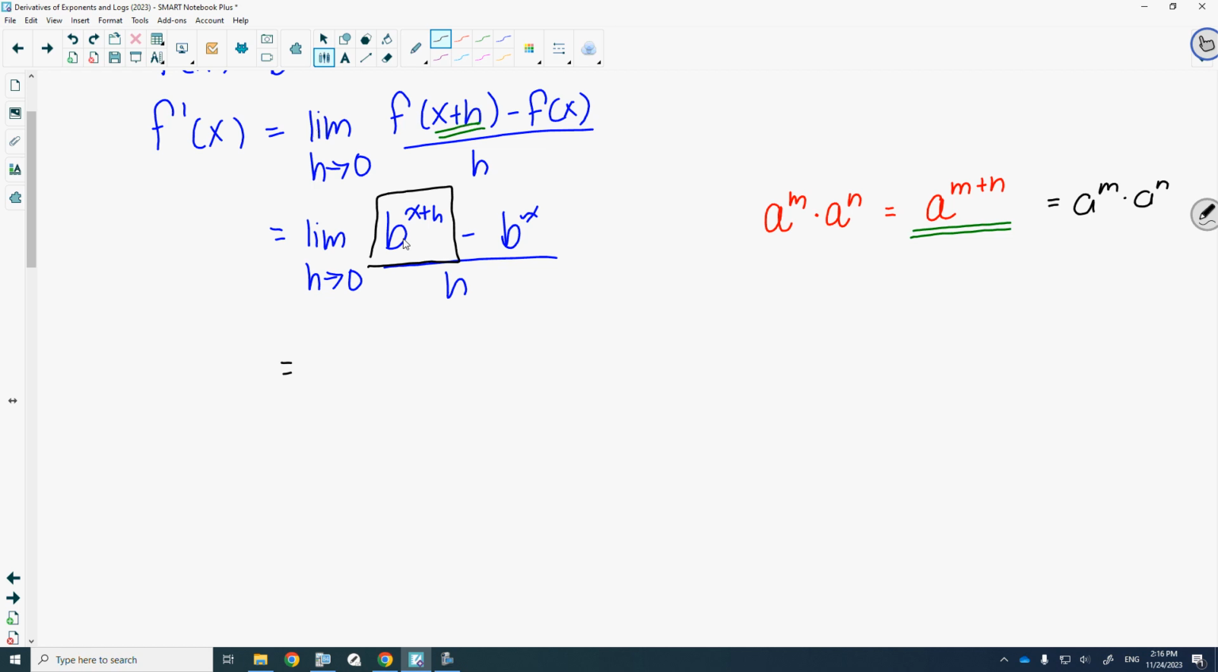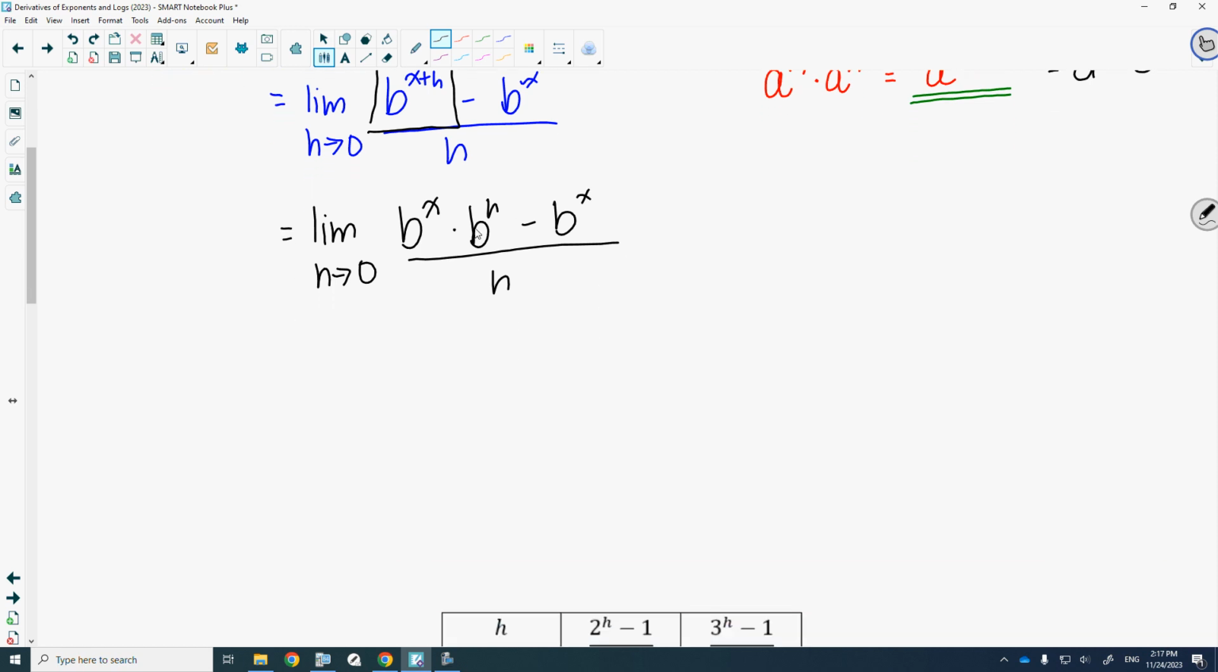So let's rewrite that. This would be the limit as h approaches 0 of b to the x times b to the h, right? Because this could be combined to be b to the x plus h. Then I have minus b to the x all over h. Now if you look at this denominator and I say, okay, well, what can we do with this denominator? Hopefully you see that you could factor out a b to the x. So that will give us the limit as h approaches 0. Let's factor out a b to the x, and we'll have b to the h minus 1 all over h.